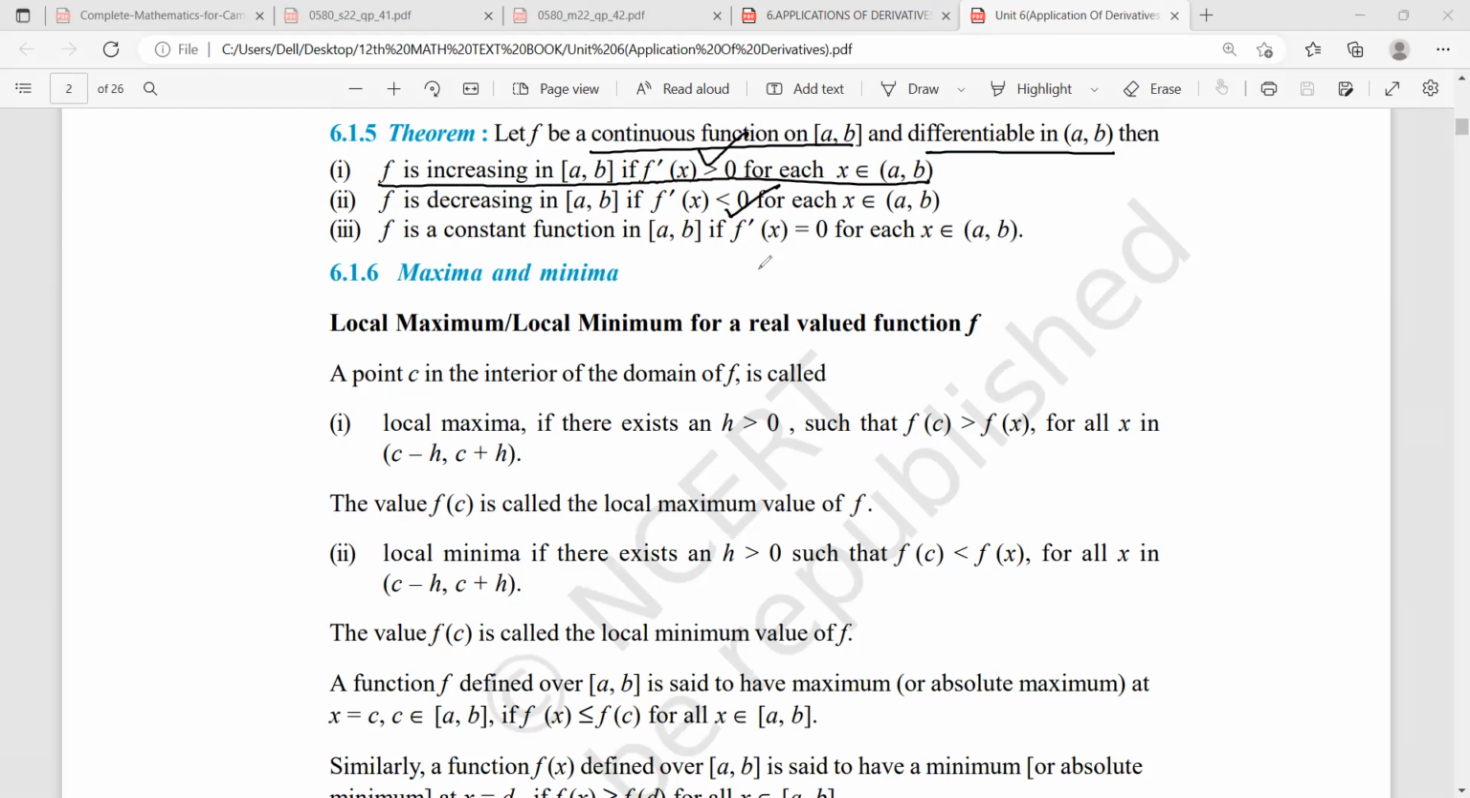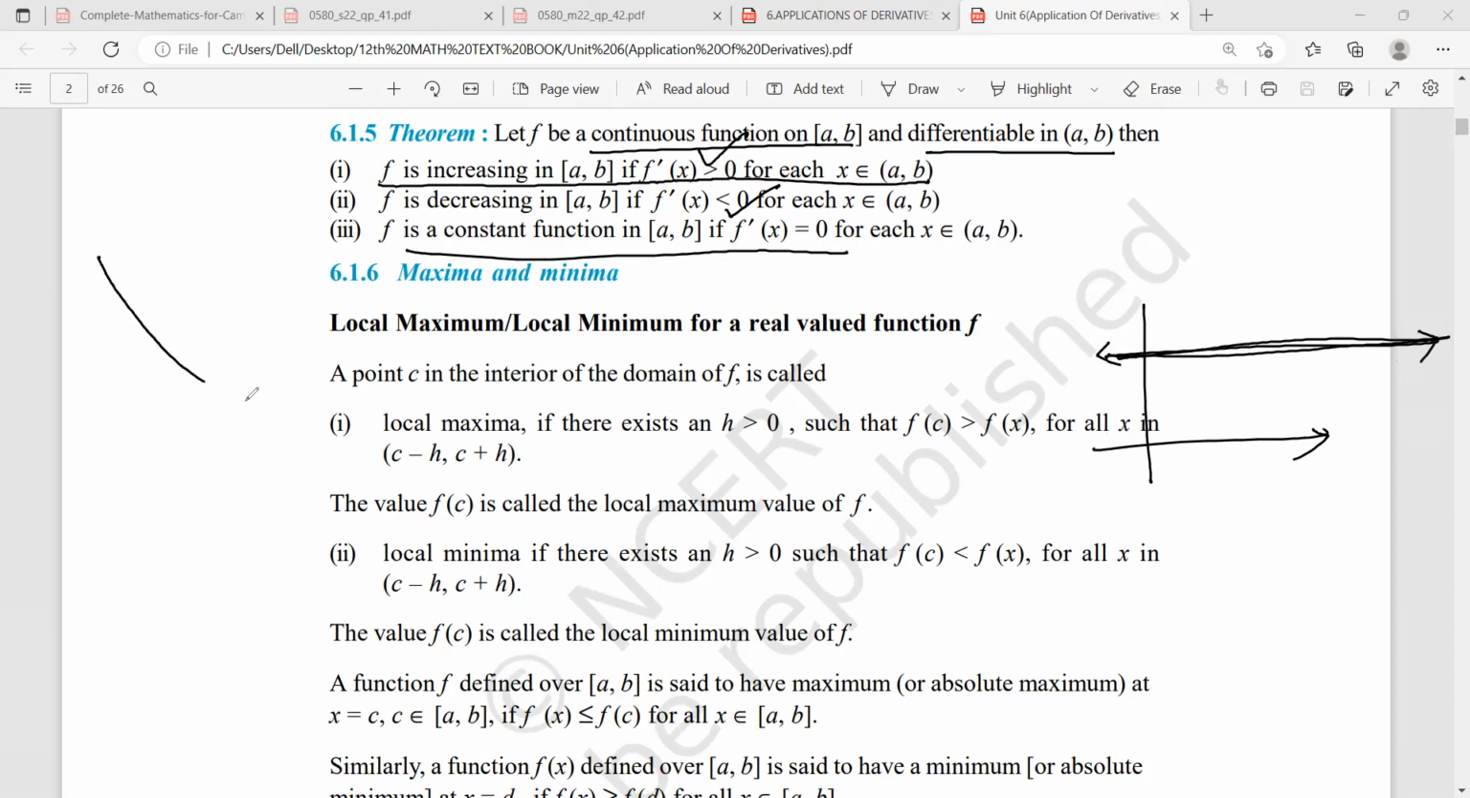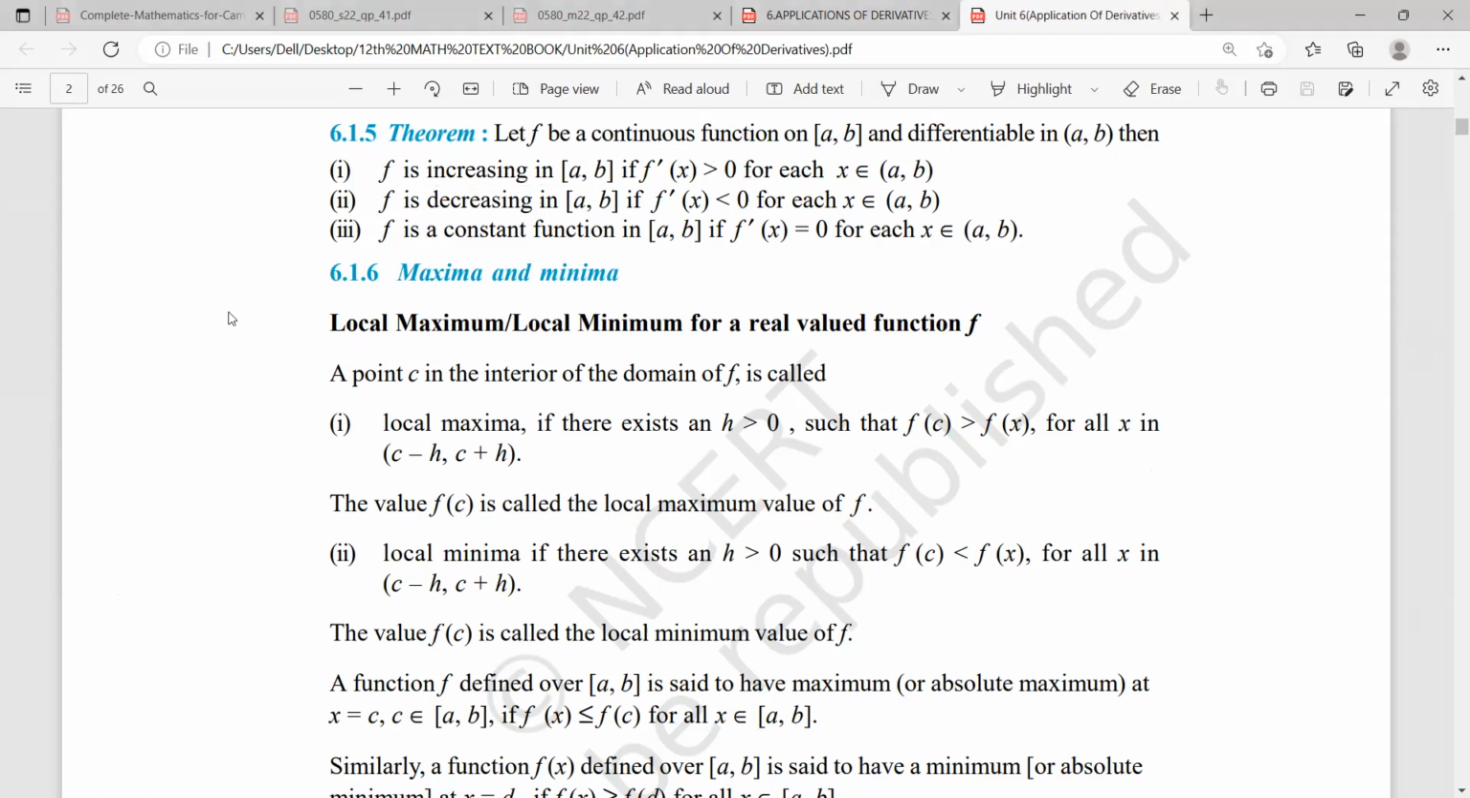Increasing, decreasing, f dash of x. If the function is constant, f dash of x is 0. If f dash of x is not changing, it is going like this only. That means it is neither increasing nor decreasing. This one you should say constant. Neither increasing nor decreasing is different: if it is first decreasing and then increasing, or first increasing and then decreasing, then it is called neither increasing nor decreasing.